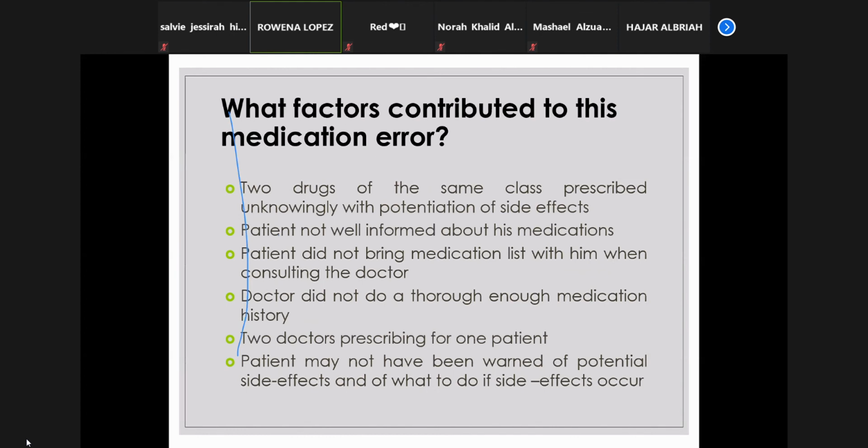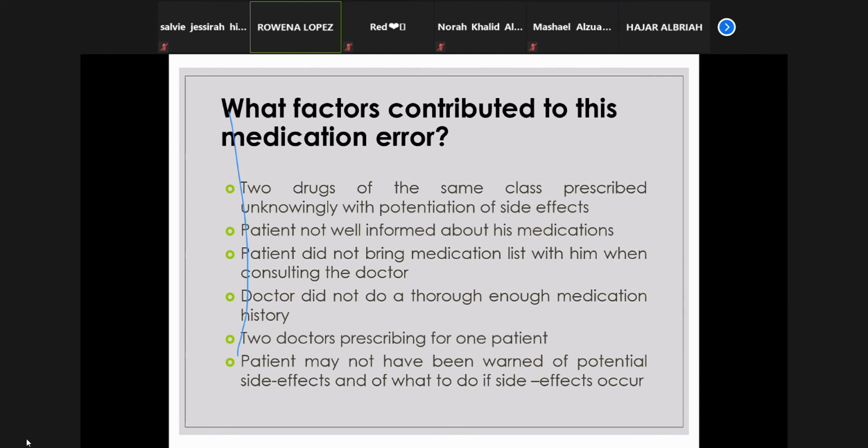So what are the factors that contributed to this medication error? There are 2 drugs of the same class prescribed unknowingly, with potentiation of side effects. So there were 2 beta blockers given to the patient plus the aspirin. Of course, if you have bradycardia, your blood pressure also decreases and your hemodynamics will become unstable, so you will have dizziness, and then he fell down because of dizziness and fractured himself.